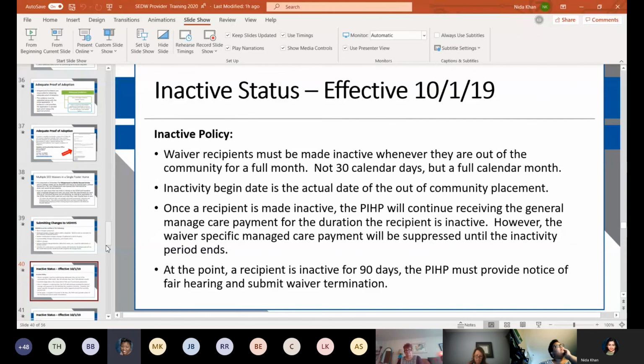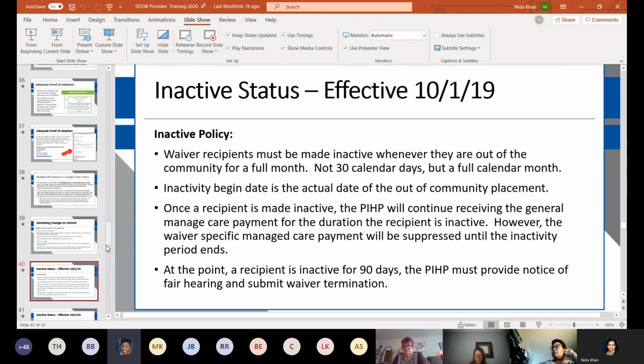We would want to be notified of that immediately, but this is where we're going to start tracking, because if that child has not returned to the home by September 1st, we are now responsible for making them inactive, because that means this child has been out from September 23rd through the end of July, as well as all of August.